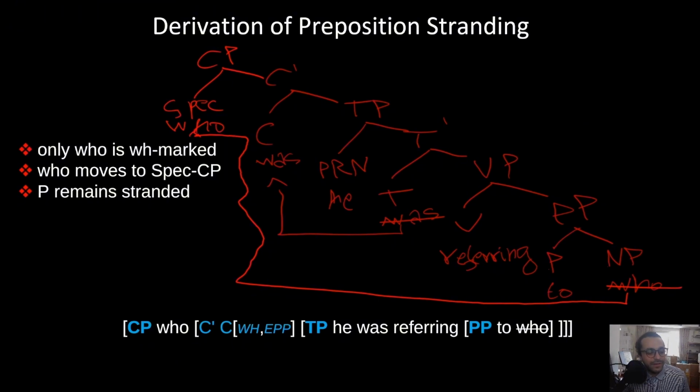The final derivation, let me use another color to make it clearer, is who was he referring to? With the to over here, the arrows point to the wrong direction, the to over here is stranded. All right, so this is what happens.